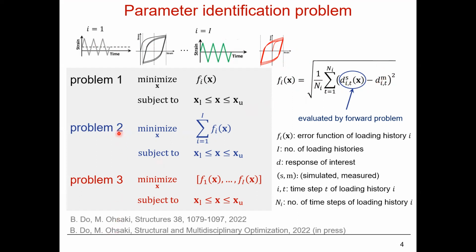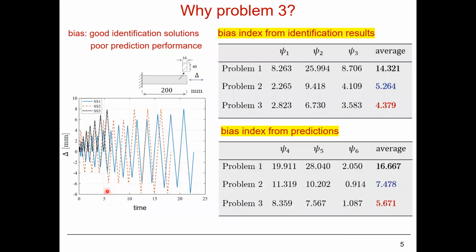In our previous work, we minimized the error functions for each cyclic test one by one using problem 1, and we also minimized the total value of all the error functions using problem 2. And in this study, we simultaneously minimize the error functions using a multi-objective optimization formulation in problem 3. So why did we formulate problem 3?